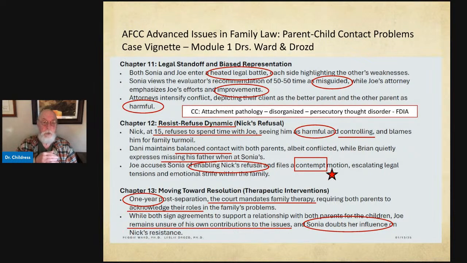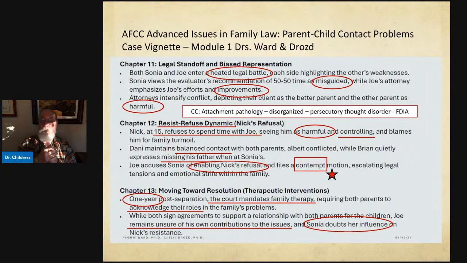What benefit was that? We needed to get this out to a diagnosis and into treatment, and a year later, finally, the court orders family therapy that should have been initiated right away because we're worried about possible child abuse, either by the dad because Nick's trying to get away from him, or more likely in this situation by the mother who's creating a persecutory delusion, factitious disorder in the child.